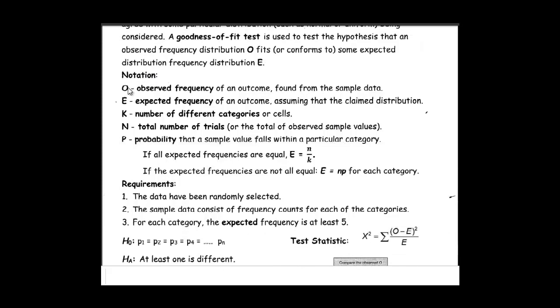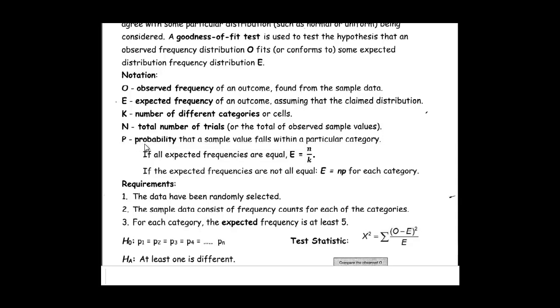We've got some notation. O is going to represent our observed frequency. E is going to represent what we would have expected. K is the number of different categories. N is going to be the total number of trials, and P is going to be our probability.